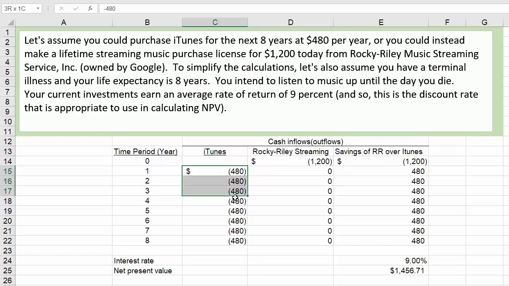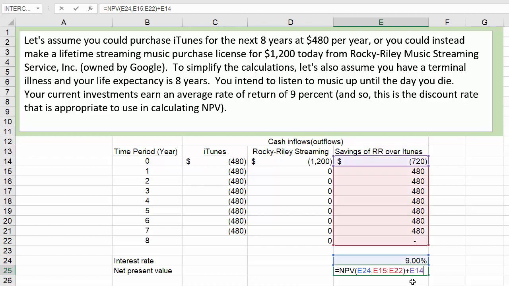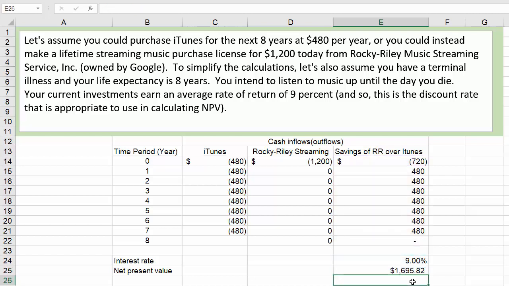Now, if by chance you wanted to use the assumption that these payments occurred at the beginning of the year, we'd simply move this up and remove the last one, right? So that you've got a payment now and then a payment a year from now, and your cash flows would change a little bit. And so the savings of Rocky Riley Streaming would actually move up. So you could approach it either way. Either the payment occurred at the end of the first year or it occurred immediately, and come up with what the net present value would be.